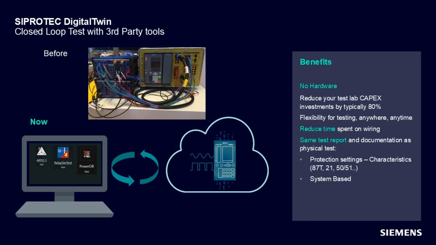Using two different methods, we will test the protection settings for functions such as transformer differentials, impedance, overcurrent, and system-based simulations of the system under test. The first scenario involves testing the distance protection settings.